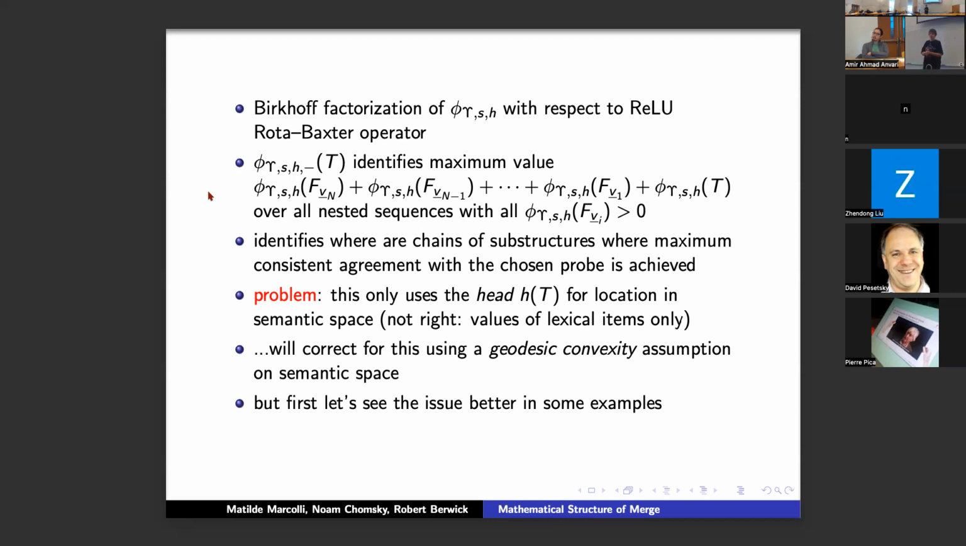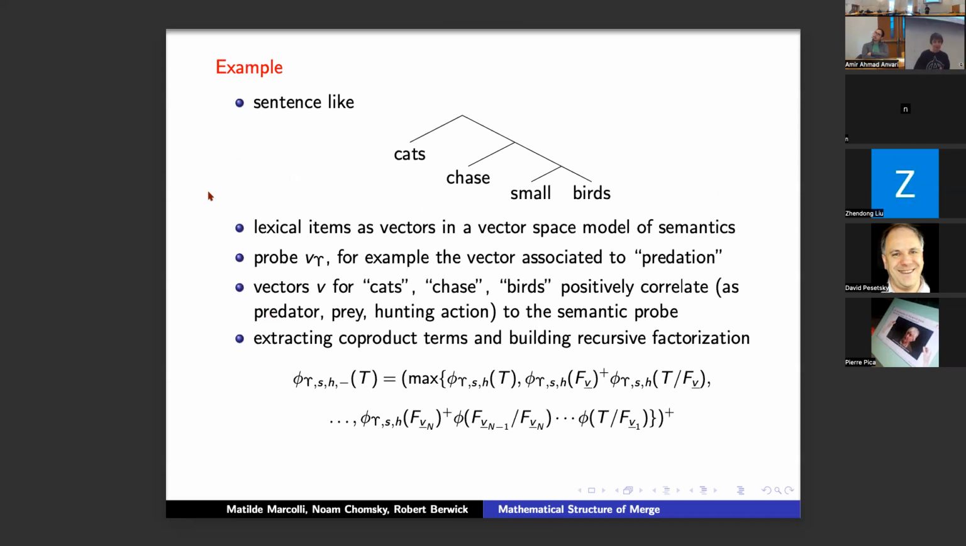This is like an example of what physicists will call a toy model, in the sense that it illustrates some of the functioning of this algebraic machinery, but it doesn't give you a result that is very significant. Nonetheless, let's see what it's actually giving you. For example, let's take a simple sentence: cats chase small birds. And then your probe vector is your semantic vector, in your semantic vector space, associated to the notion of predation. Chasing is close, cats and birds are either predators or prey, so they also have some relation to the concept of predation.